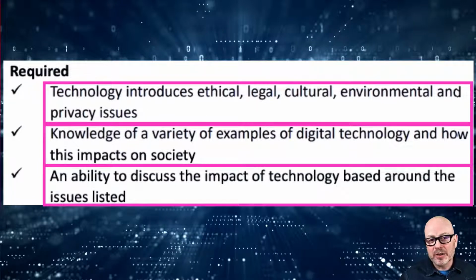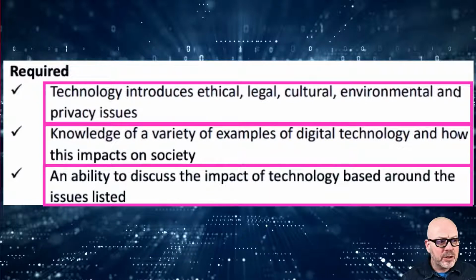The idea that technology, and I suppose because I'm old, look at this lack of hair here, because I'm old and I've been around, I was here before we used computers for anything. But since technology has arrived, it has brought with it ethical, legal, cultural, environmental and privacy issues. Knowledge of a variety of examples of digital technology. So you've got to be able to talk about different types of technology and how they've brought these issues, and to discuss the impact based around the issues listed.